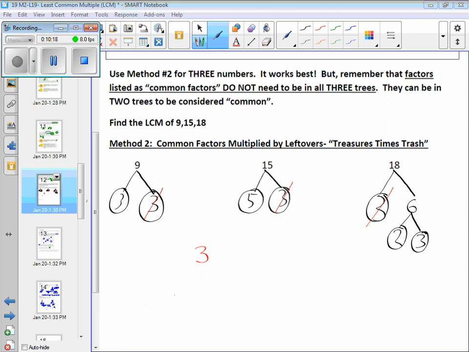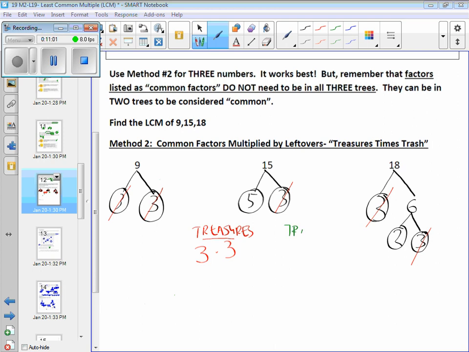Now watch, ready? Here's the little middle step with three numbers you have to remember. Do you see a number in at least two of them? What number do you see in at least two of them? I'm going to cross out those threes. Even though it's still in two, not all three, I'm going to still list it once. Anything else in two trees? No, nothing more in common, right? These are my treasures. Make a list. These are my treasures.